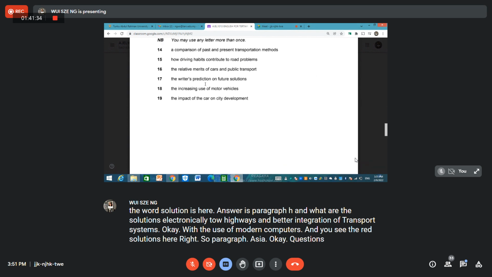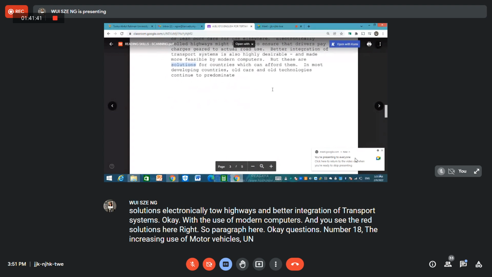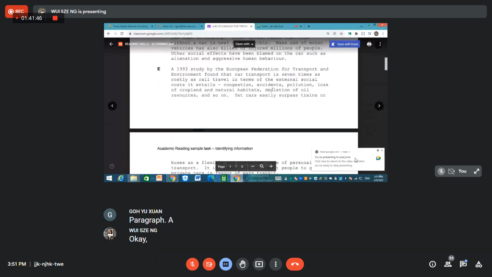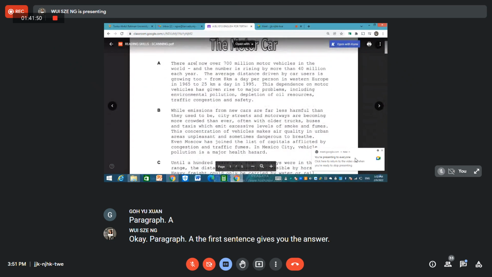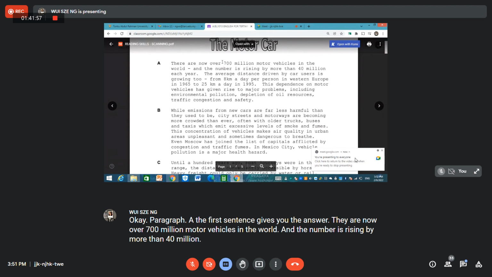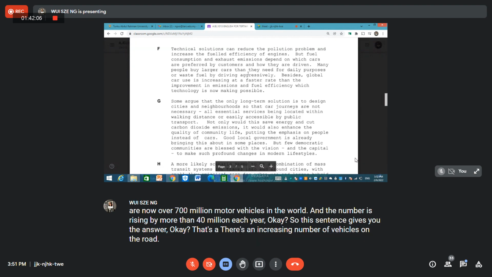Question number 18, the increasing use of motor vehicles. Paragraph A. The first sentence gives you the answer: there are now over 700 million motor vehicles in the world and the number is rising by more than 40 million each year. So this sentence gives you the answer, that there is an increasing number of vehicles on the road.